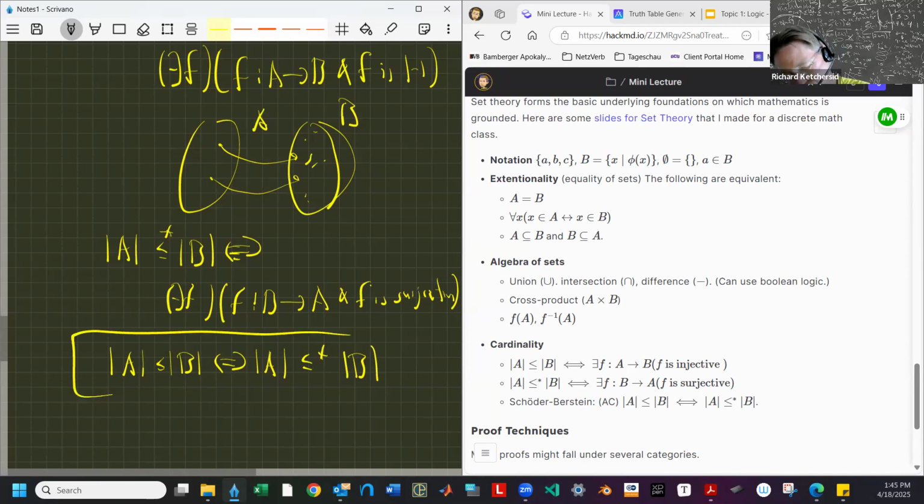And without worrying about what the axiom of choice is or how this is proved, because this isn't completely trivial to prove, one direction is pretty easy. If I have an injective map from A to B, I can clearly get an onto map from B to A. I just take all the points that weren't mapped onto and map them all onto something. But the other direction is not so clear. If I have a map onto A from B, it's not quite so clear how to get a one-to-one map from A into B.